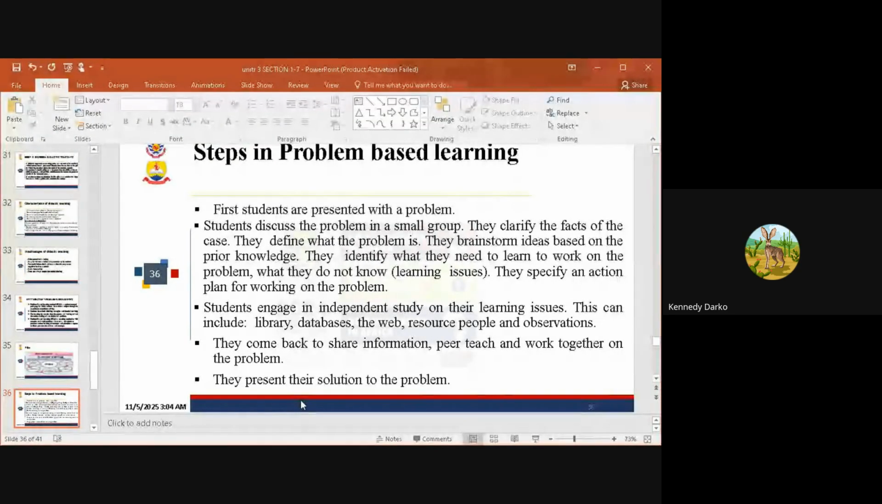Then again, what they do not know, the learning issues. They specify an action plan for working on the problem. So we know this, we know that we don't know this. So let's go and find out what we don't know, so that once we get this, we just come and sit down and do the work. So that is all about problem-based learning. Students engage.